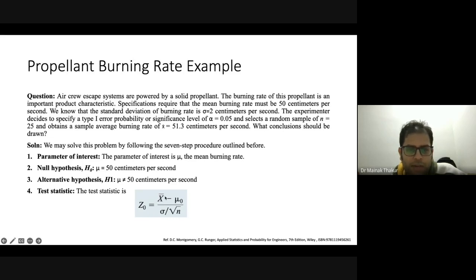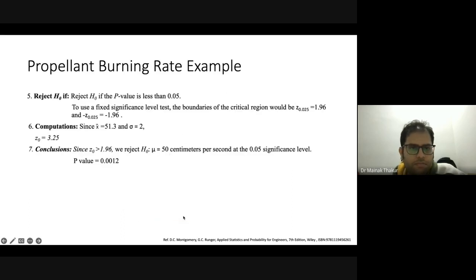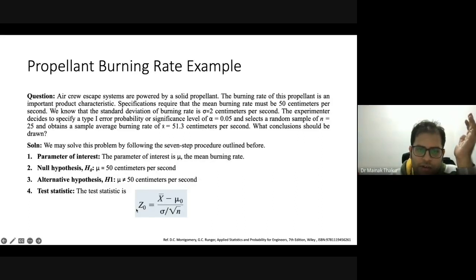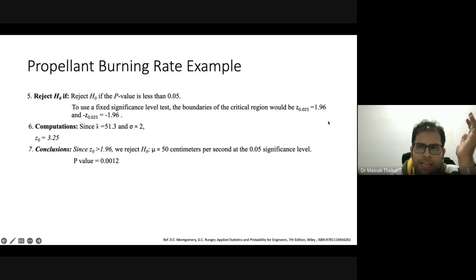Z naught is X bar minus mu naught by sigma by root n. Now you reject H naught if the p-value is less than 0.05, or you use this fixed significance level test. The boundaries of the critical region would be Z 0.025, 1.96, and minus Z 0.025, minus 1.96. So you will accept if this Z naught value will be in between minus 1.96 to 1.96, right?